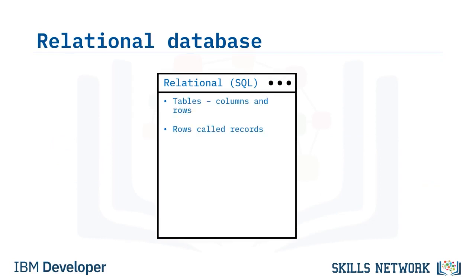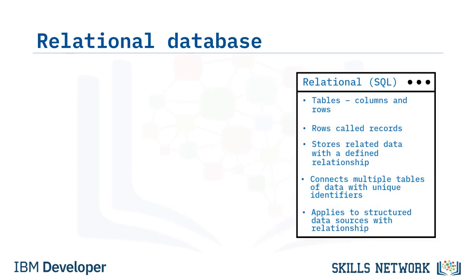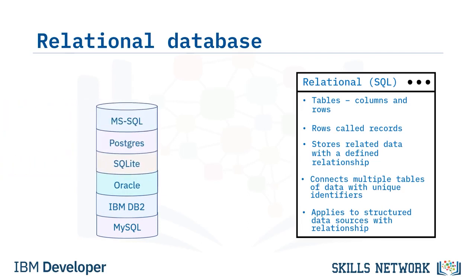The rows in a database are called records. Relational databases store related data information with a defined relationship between database tables used with other datasets. A relational database works by connecting multiple data tables with unique identifiers known as keys, which allow for the connected relationship between tables. Relational databases apply to structured data sources and have connections within the database. Examples of relational databases include MySQL, IBM DB2, Oracle, SQLite, Postgres, and MS SQL.